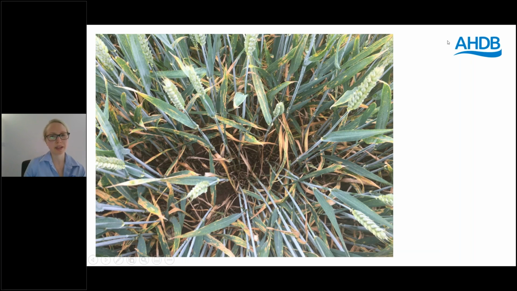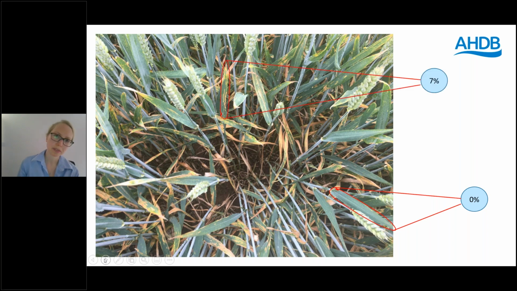So this is an example of a crop you might come across. This is actually an untreated crop, so it's got relatively high disease levels. And if we pick out a few leaves, so if you click on, please, Teresa, we can see this one, it's got no disease, so 0%. Next. And this one I've given about 7%. So Teresa, if you wouldn't mind clicking on, we can look at it a bit bigger.